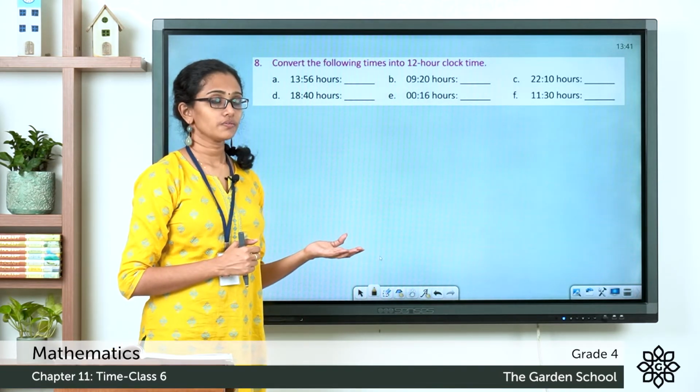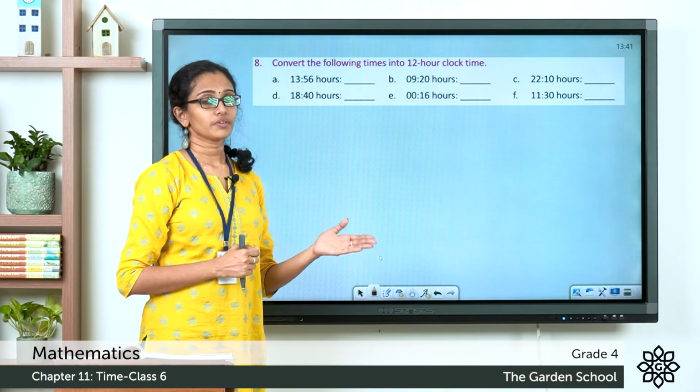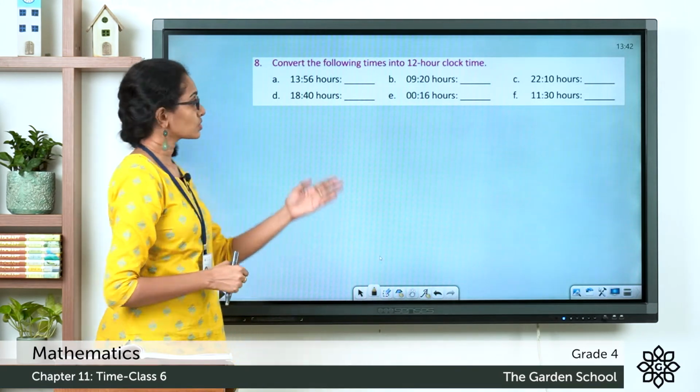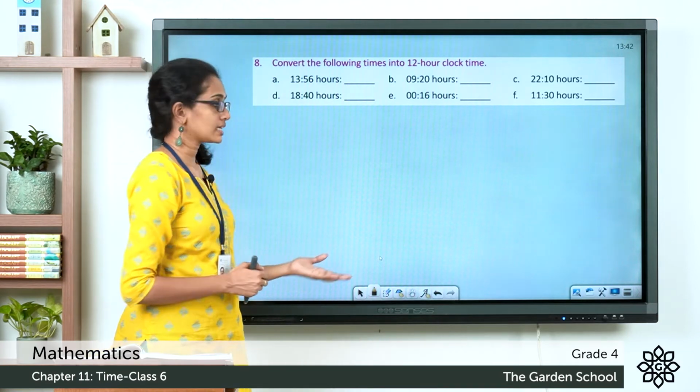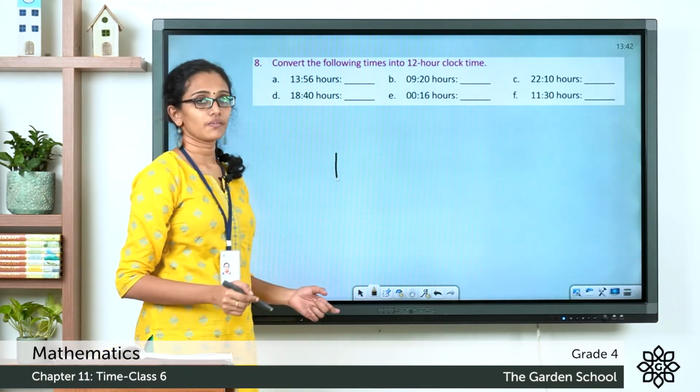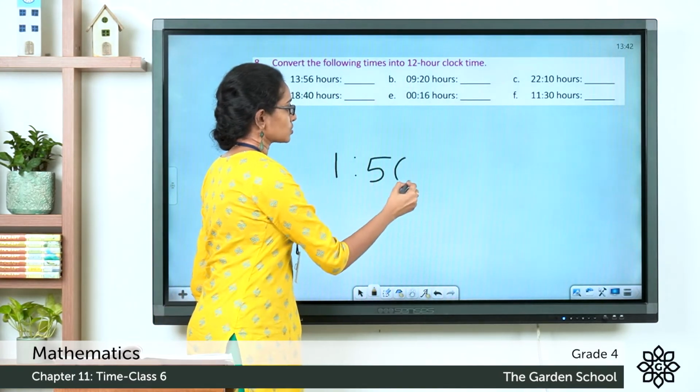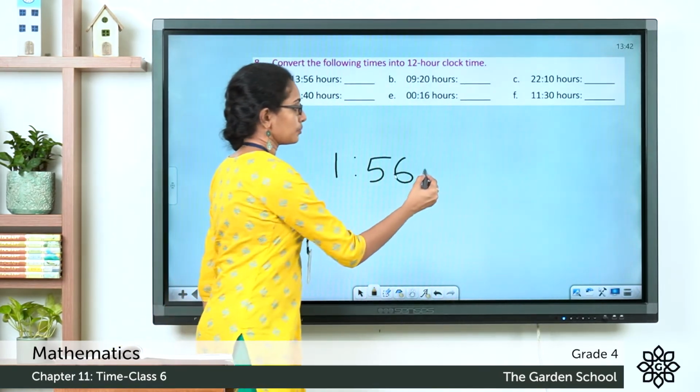In the 24-hour format, we count the hours after 12 noon as 13, 14, 15 and so on. So 13 should mean it is 1 o'clock in the afternoon, and it is 56 minutes past 1 o'clock. So it is 1:56 p.m.